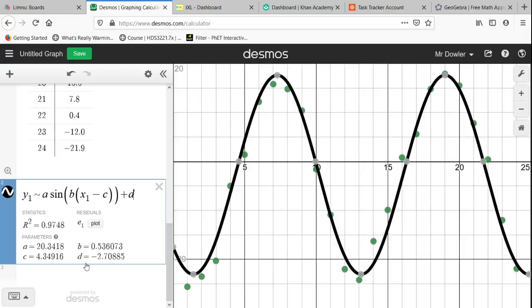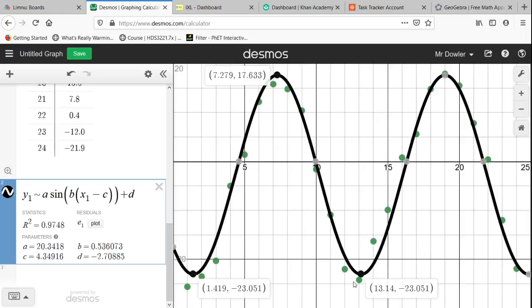Question part B asks us to determine the maximum and minimum values. Our maximum will be the amplitude plus the D. So that's about 17.6 degrees, the warmest we can really expect Yellowknife to be if these are typical years. The minimum is negative 23.051. That's the coldest we can expect Yellowknife to be in these typical years.